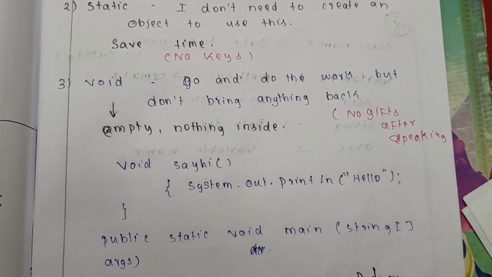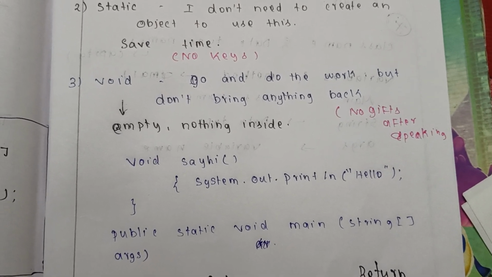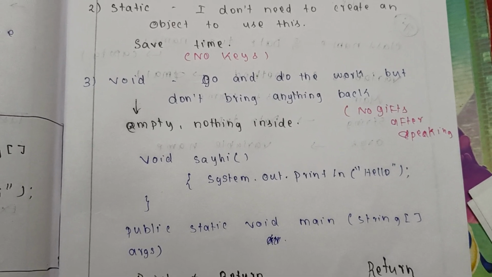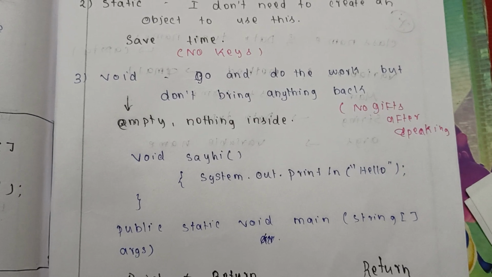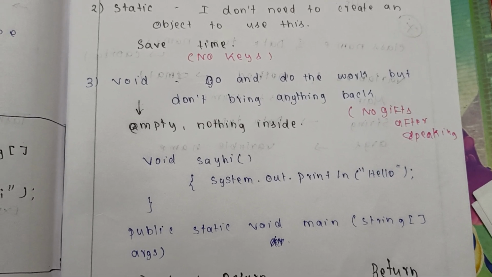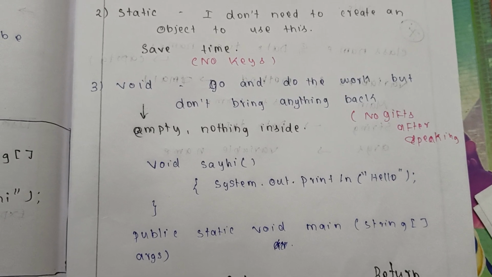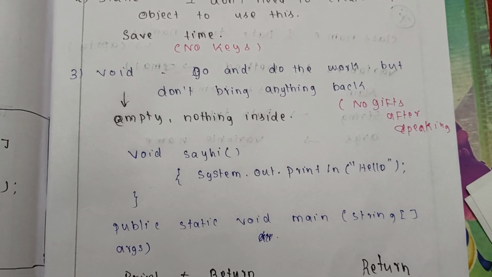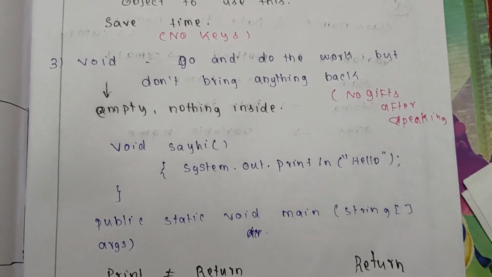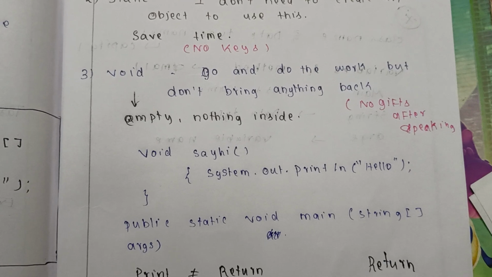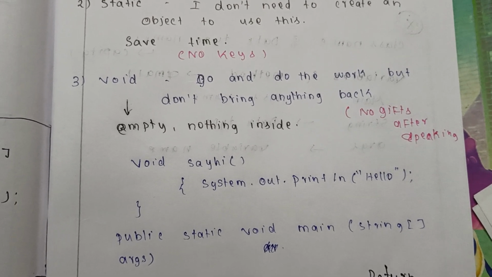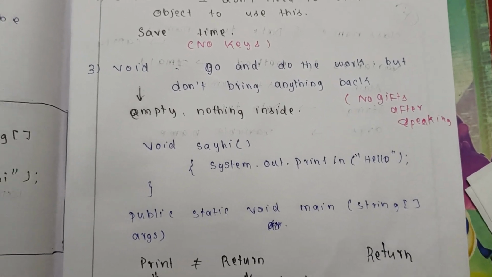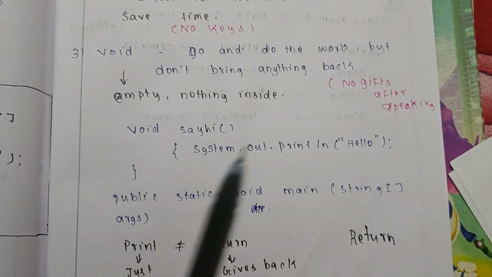Now think about void. Void means go and do the work but don't bring anything back. For example, you tell your friend, go to the shop and just wave your hand to the shopkeeper. So he goes to the shop, waves his hand and comes back, but doesn't give anything to you. That means void. This is called void: do the work, no need to give me anything back. So it is not giving anything back. Normally we can say empty, nothing inside.